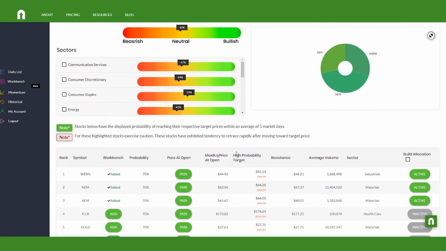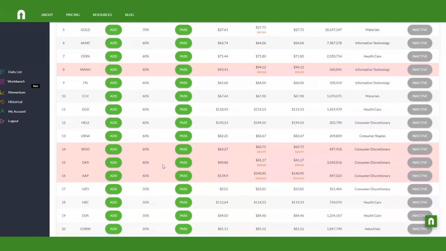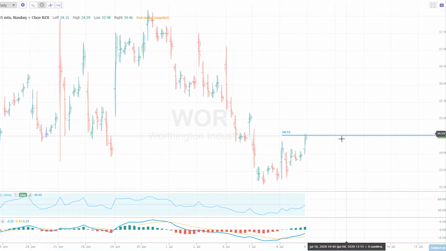So let's go see what happened with WOR today. As you may have noticed with the other stocks, they were all in somewhat of a upward trend momentum there. And with these red highlighted stocks, it's actually somewhat different. These are the retracement type opportunities for you.